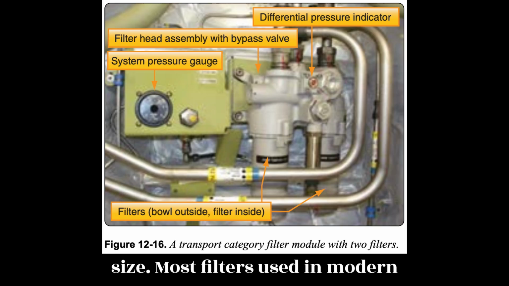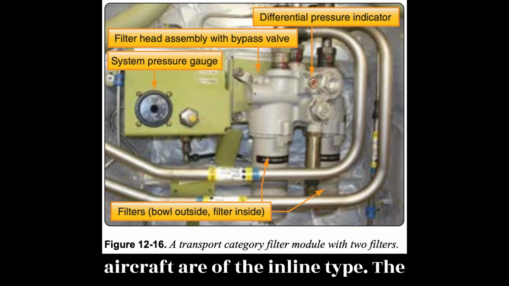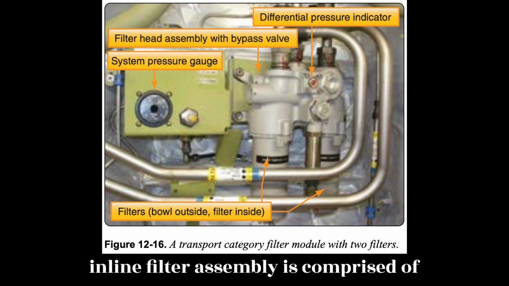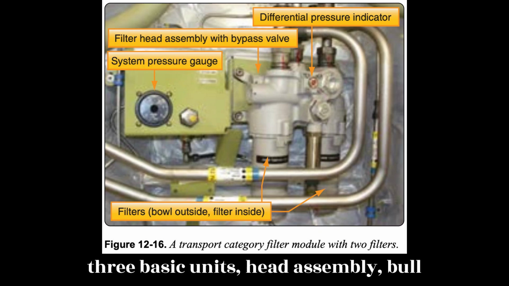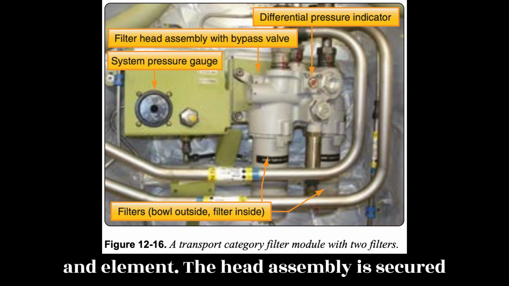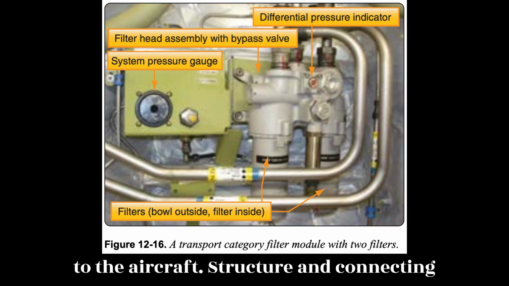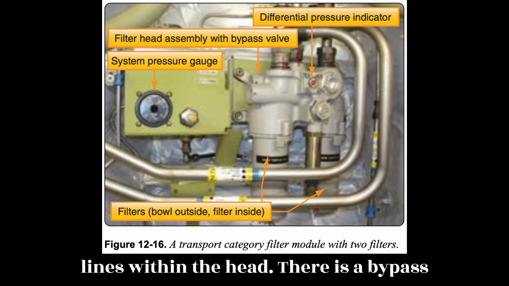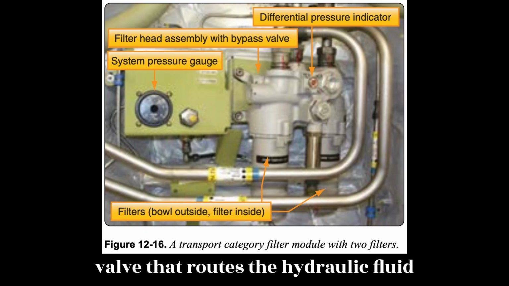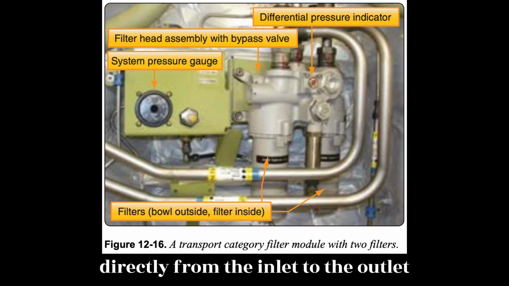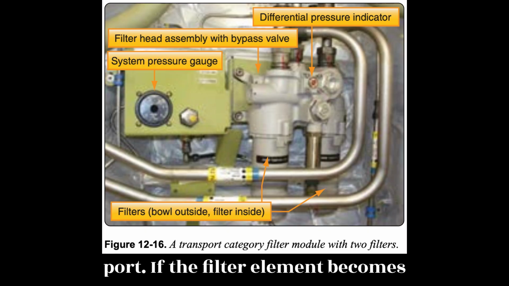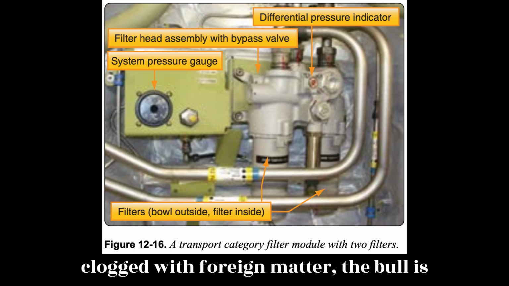Most filters used in modern aircraft are of the inline type. The inline filter assembly is comprised of three basic units: head assembly, bowl, and element. The head assembly is secured to the aircraft structure and connecting lines. Within the head, there is a bypass valve that routes the hydraulic fluid directly from the inlet to the outlet port if the filter element becomes clogged with foreign matter.